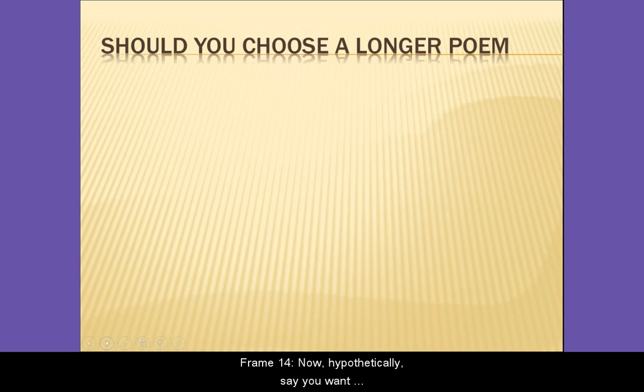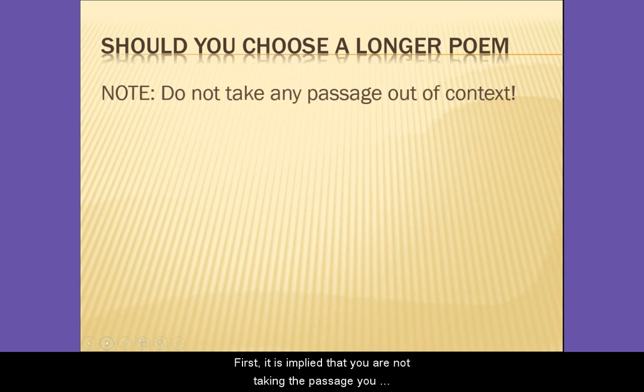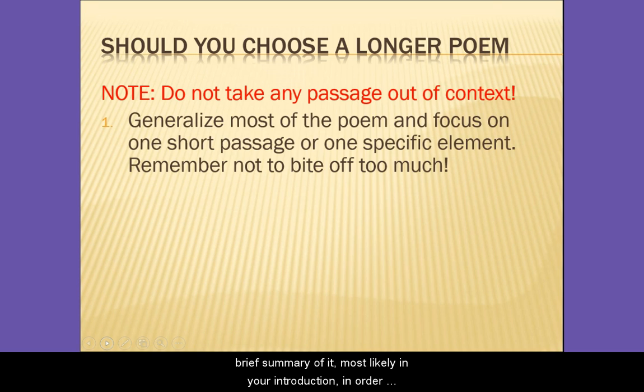Now hypothetically, say you want to do a detailed explication of a much longer text, either a paragraph or two from a story, a soliloquy from Shakespeare, or just a poem that is a couple pages long. The basic premises for explication are the same no matter what genre you're working in. First, it is implied that you are not taking the passage you explicate out of the context of the larger work. This means you need to know the entire work and give a brief summary of it, most likely in your introduction, in order to place the passage on solid ground.